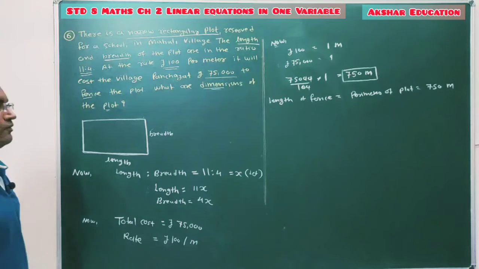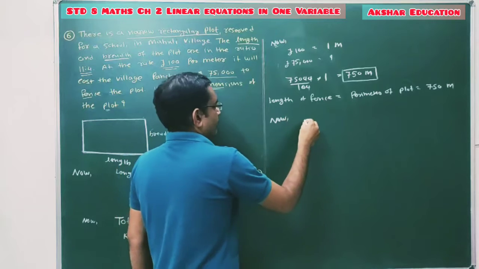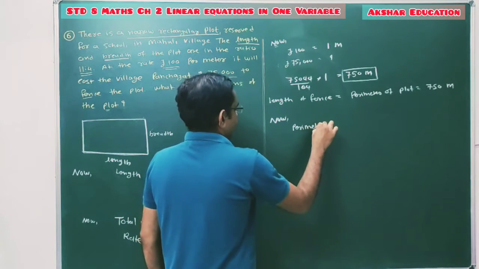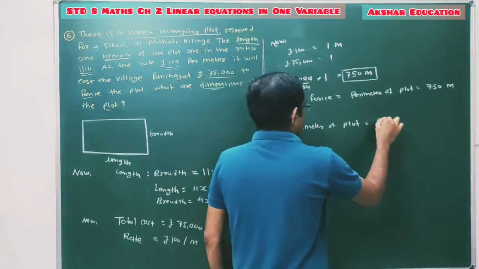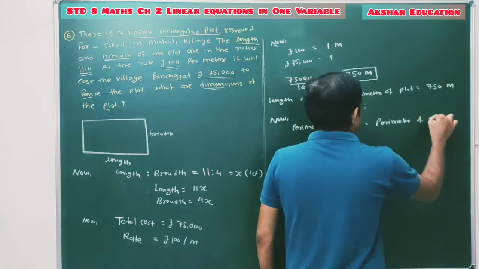Now we are having the formula. Perimeter of rectangle, or we can say perimeter of plot, that is equal to perimeter of rectangle.